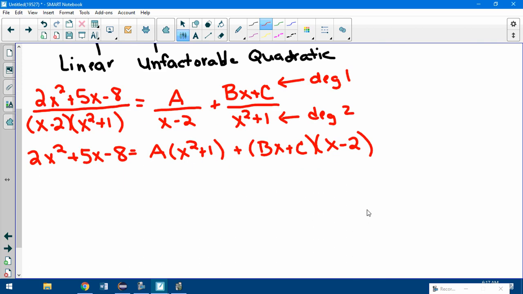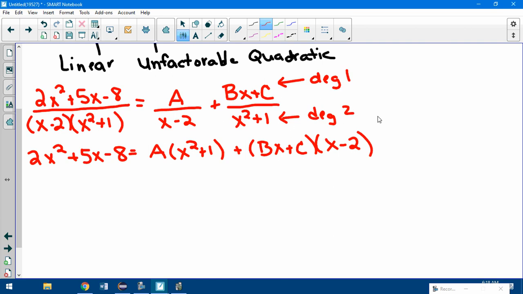Okay, so in this case, picking values for x aren't going to help quite as much. I might be able to find an a value because I could pick x equals 2. But if I pick x equals 2, this piece will go away. This piece won't, so I could find a that way. I'm still going to have a problem with b and c. So when it's like this, I'm going to take you on a little bit different of a strategy.